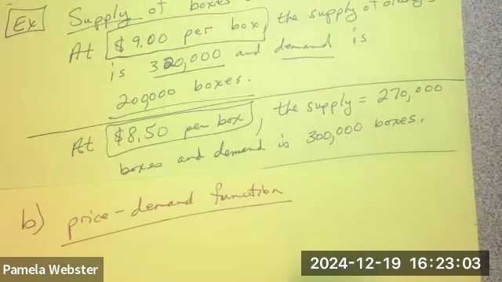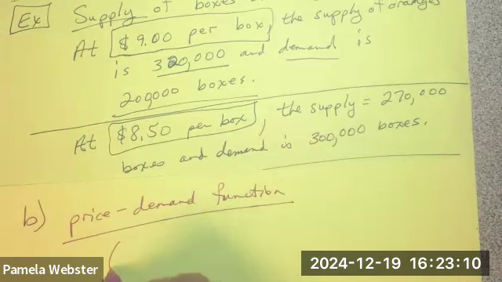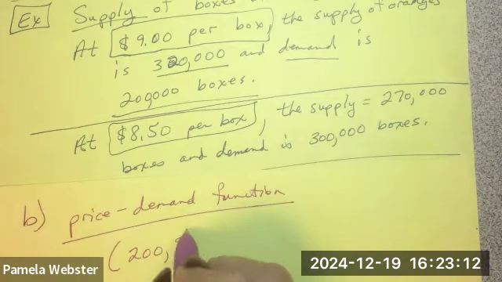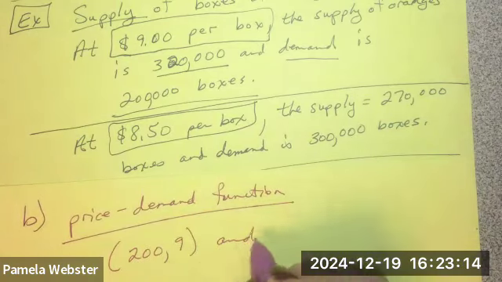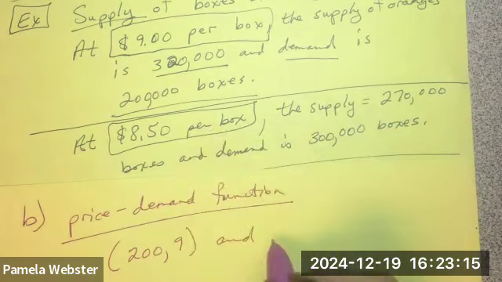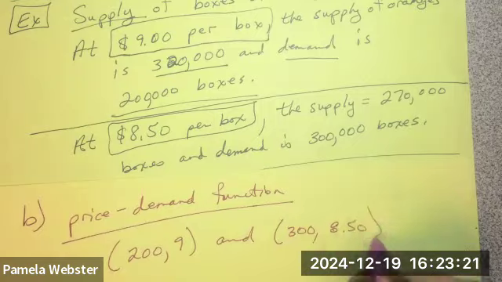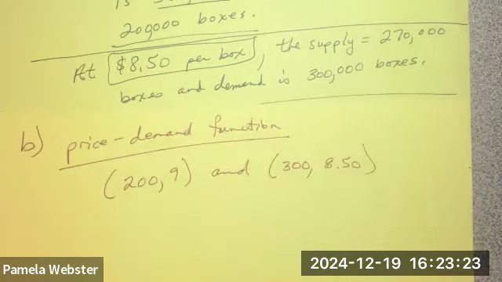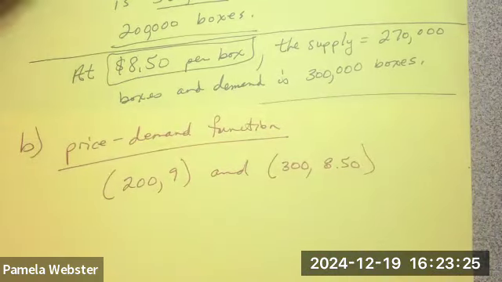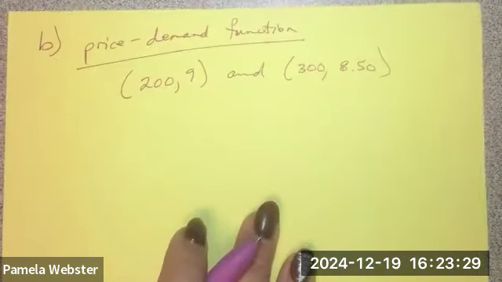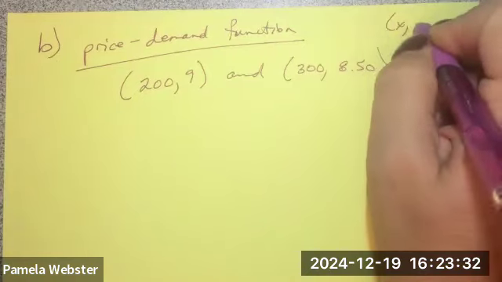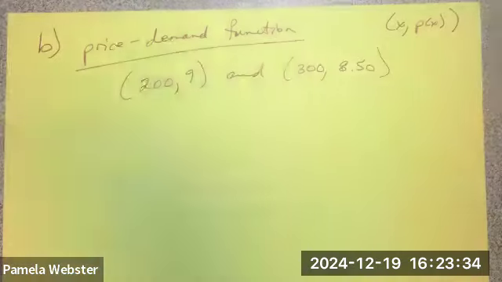So when it was $9, we had 200,000, right? So I think I can do the points 200, 9 and 300, 8.50. And again, realizing that I'm going to do thousands of boxes, I'm still working the same way, using X and then the price of X. That's what I'm after.